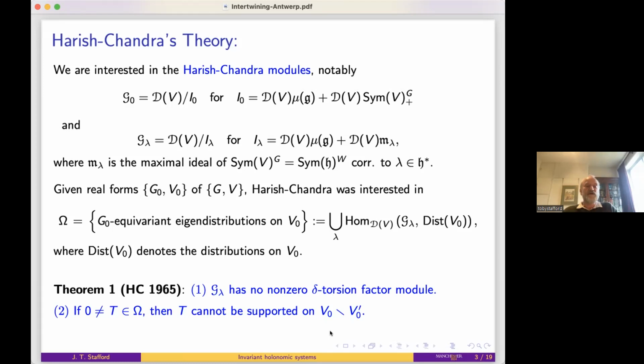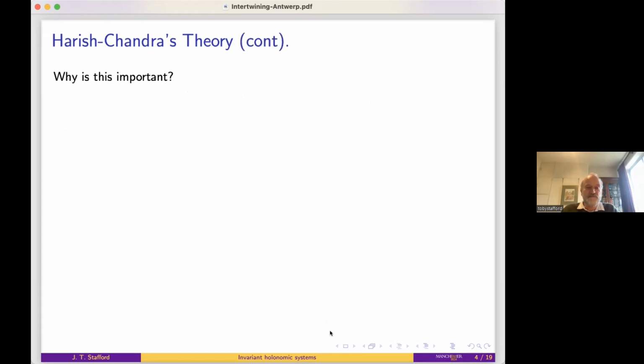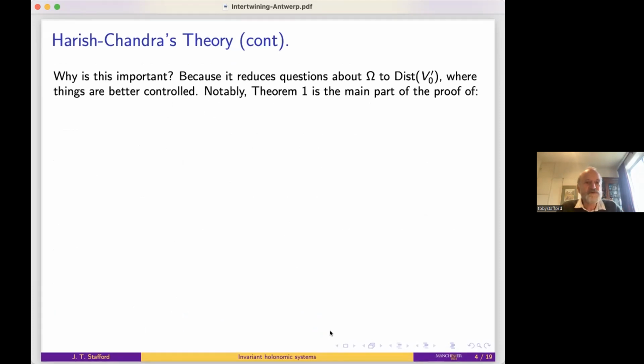So again, this is still looking rather abstract. Why would Harish-Chandra be interested in these things? He's interested in the structure of eigendistributions. And this allows him to get strong results about the structure of omega, or the structure of these eigendistributions. The reason is that this result allows you to reduce questions about omega to questions about distributions on the regular semi-simple points, where things are much better controlled.